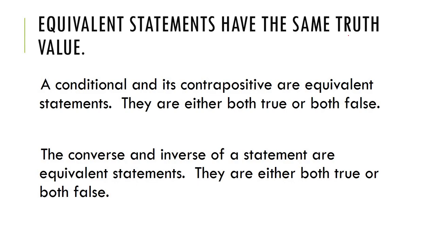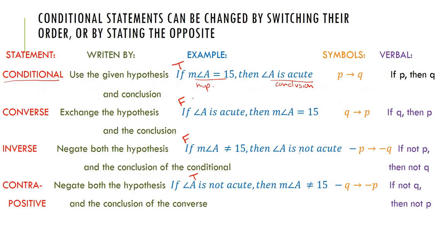Equivalent statements have the same truth value. If a statement is equivalent, we'll talk a little bit more about what that means. A conditional and its contrapositive are equivalent statements. They are either both true or both false. The converse and inverse of a statement are equivalent. They are either both true or both false. So in ours, the conditional and the contrapositive were both true. They are equivalent statements. The converse and the inverse were both false. They are equivalent statements.